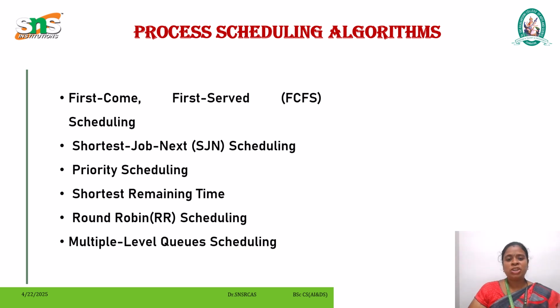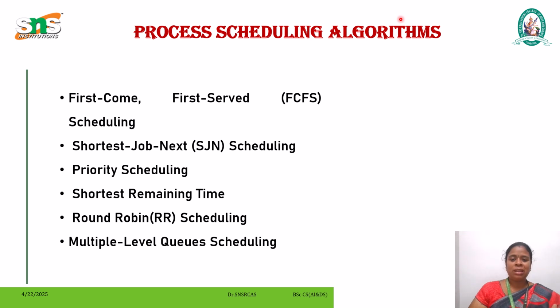Next one, process scheduling algorithms. There are a lot of scheduling algorithms. Some scheduling algorithms are defined here. There are 6 popular scheduling algorithms we are going to discuss in this chapter. First one, first come first serve scheduling algorithm. Shortest job next scheduling algorithm. Priority scheduling algorithm. Shortest remaining time scheduling algorithm. Round robin scheduling algorithm. Multi-level queue scheduling algorithm.